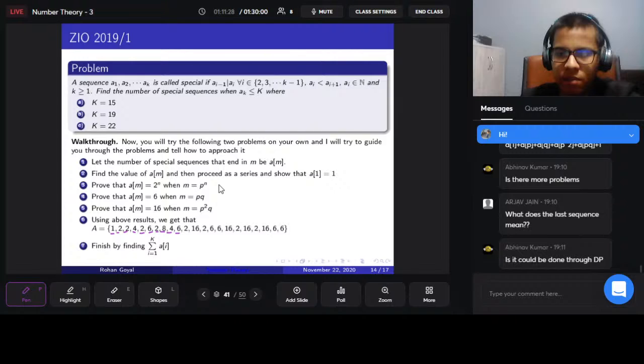Okay, this is the last problem we'll be discussing today. What do you mean 4 comes before 2 in the special sequence? This is not a special sequence. I'm just saying these are the values of an for every n. This is a1, this is a2. This is that sequence.